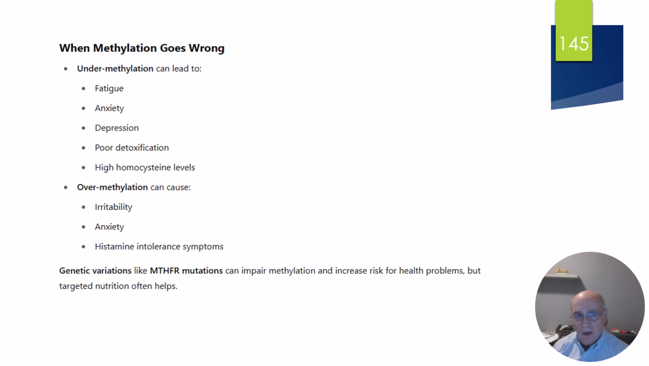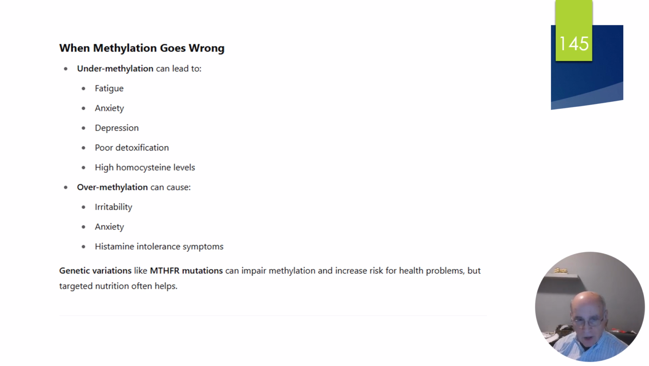What can go wrong? You can have undermethylation. You don't have enough methylated B vitamins. So those symptoms would include fatigue, anxiety, depression, poor detoxification, since methylation is involved in the second phase of detoxification or conjugation. If you have poor methylation, you're going to have high homocysteine levels. And we know that homocysteine is linked to cardiovascular disease. Overmethylation, too much methylation: irritability, anxiety, histamine intolerance symptoms, similar to mast cell activation.